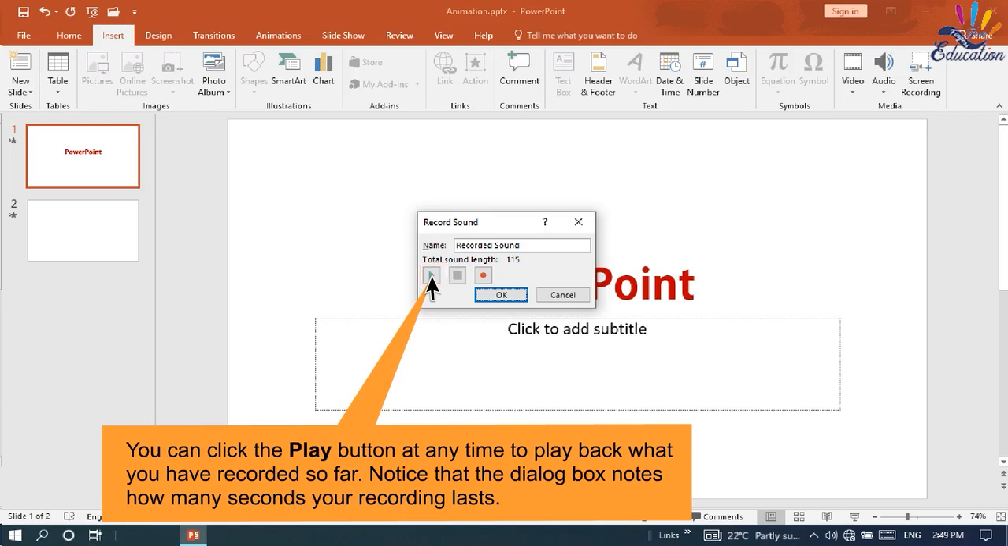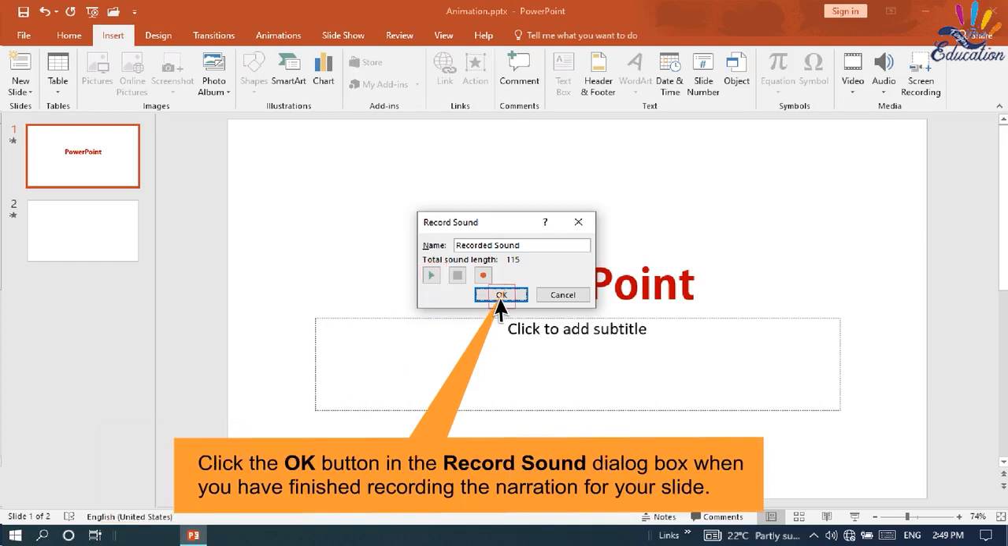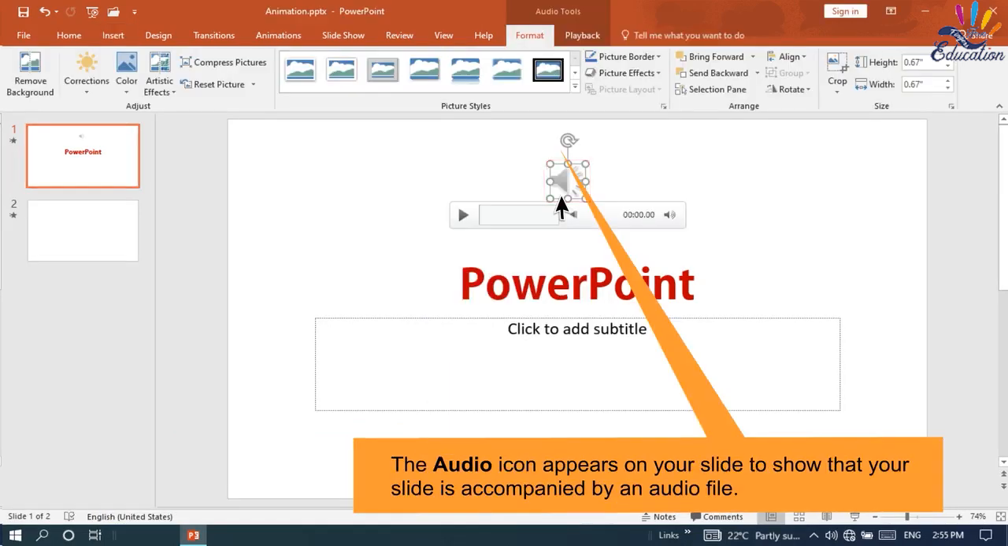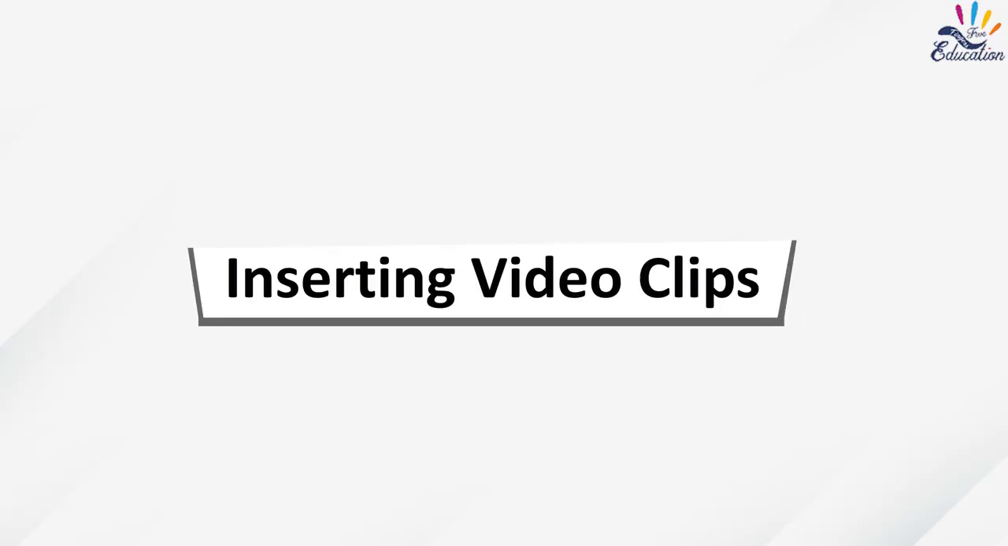Notice that the dialog box notes how many seconds your recording lasts. Click the OK button in the Record Sound dialog box when you have finished recording the narration for your slide. The audio icon appears on your slide to show that your slide is accompanied by an audio file.